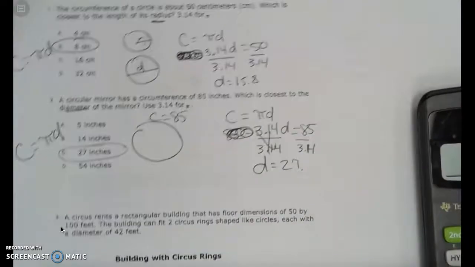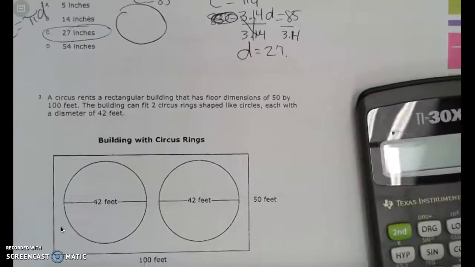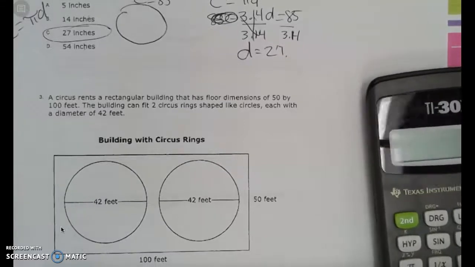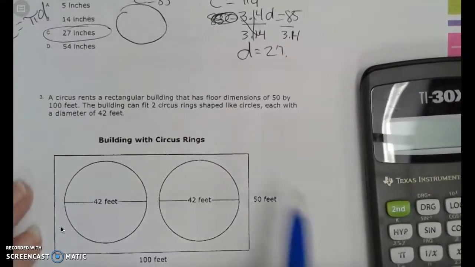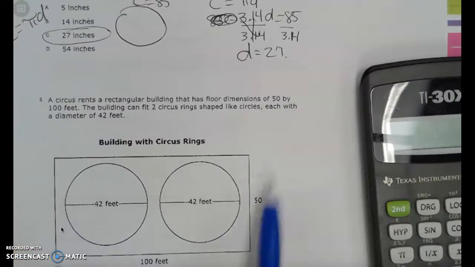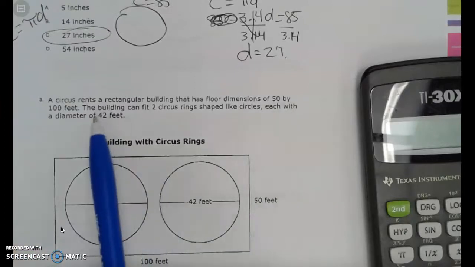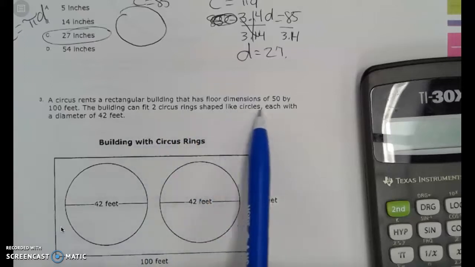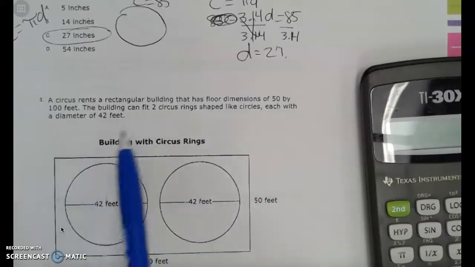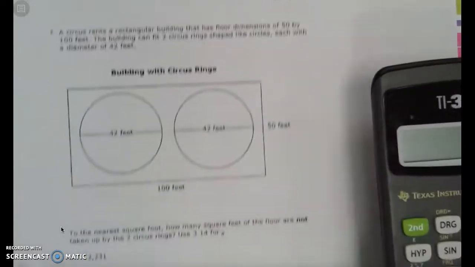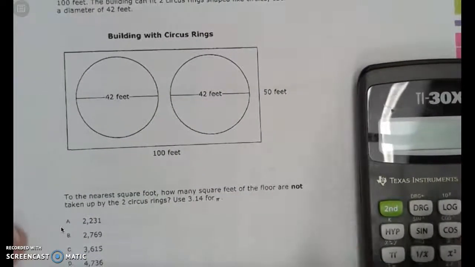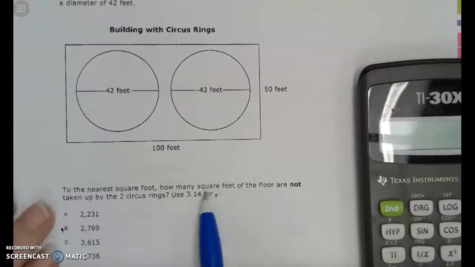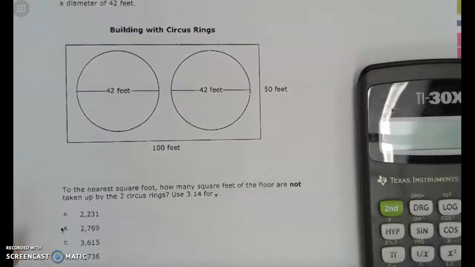Okay, we got a circus that rents a rectangular building that has floor dimensions of 100 by 50, or 50 by 100, and it says the building can fit 2 circus rings shaped like circles, each with a diameter of 42. So we've got it sketched out for us, and it says to the nearest square foot, how many square feet of the floor are not covered.